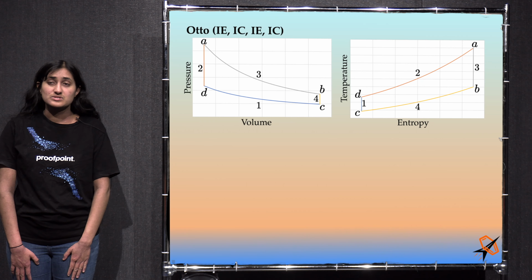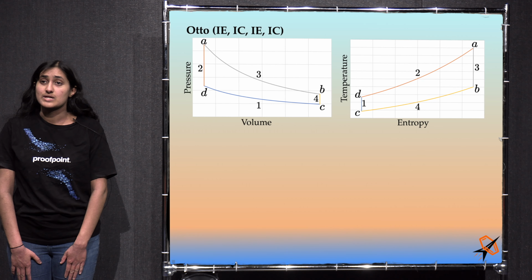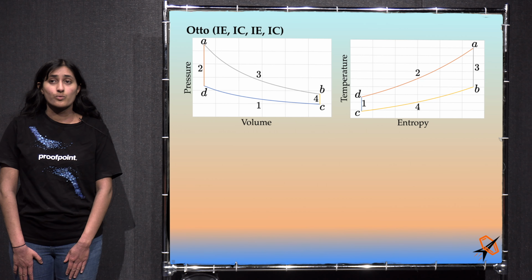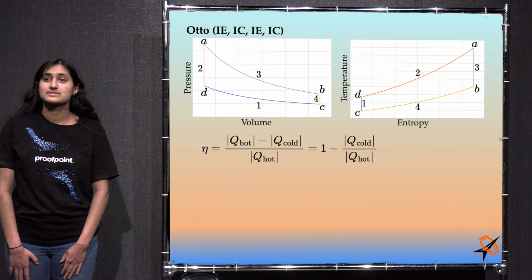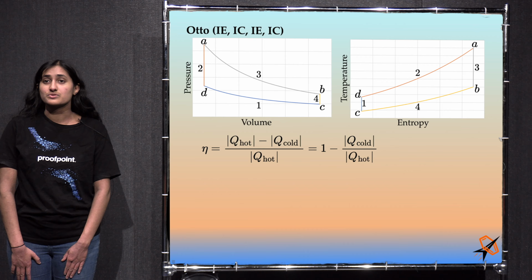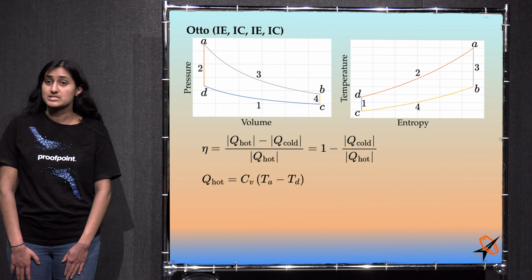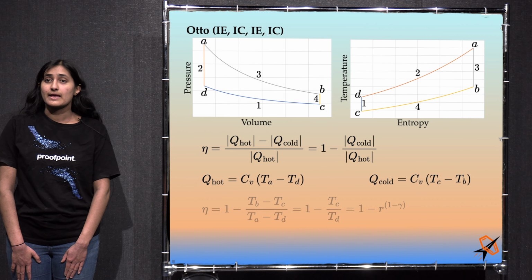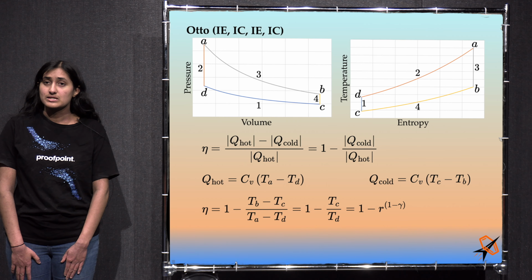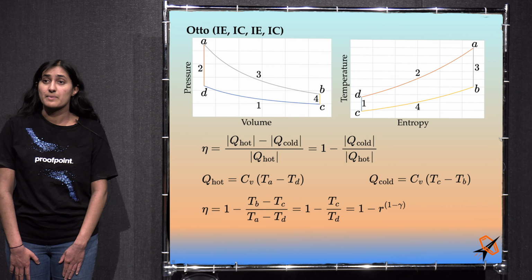For the Otto cycle, 2 steps, 1 and 3, have work transfer, but no heat transfer because they're isentropic, and 2 steps, 2 and 4, have heat transfer, but no work transfer because they're isochoric. The definition of thermal efficiency can be written as 1 minus the absolute value of Q cold over Q hot. For isochoric steps, Q equals C sub V delta T. Q hot is CV times TA minus TD, and Q cold is CV times TC minus TB. Plugging in, eta is 1 minus TC over TD, and just as for the Carnot engine, it's also equal to 1 minus R to the 1 minus gamma power.